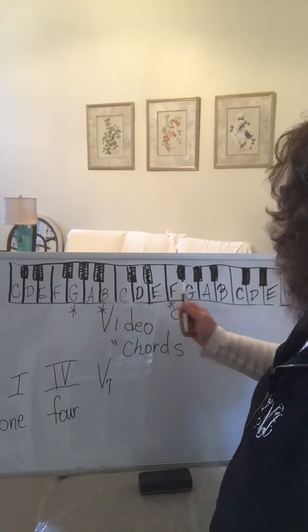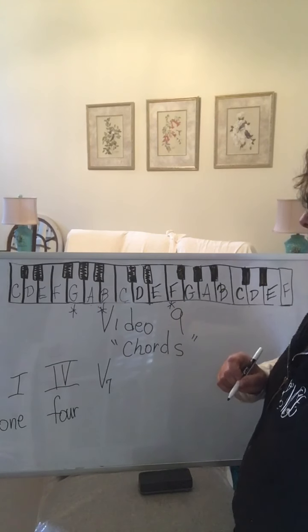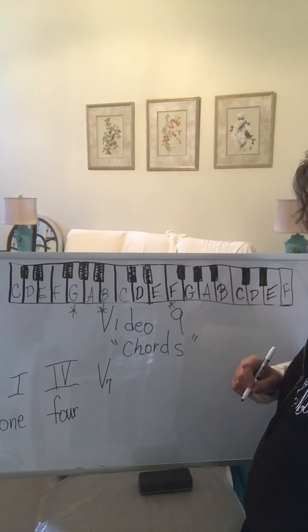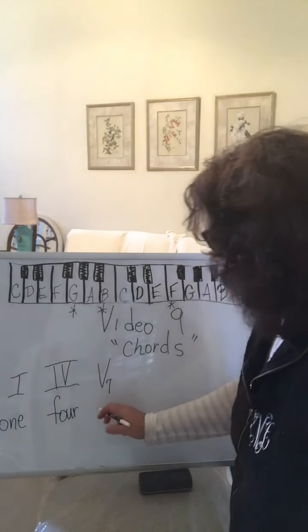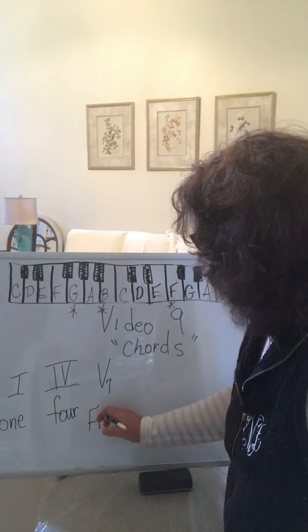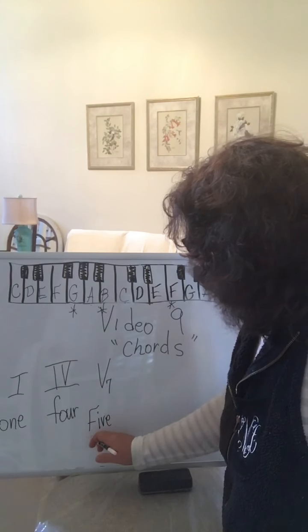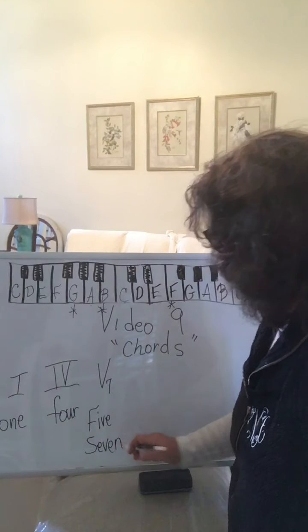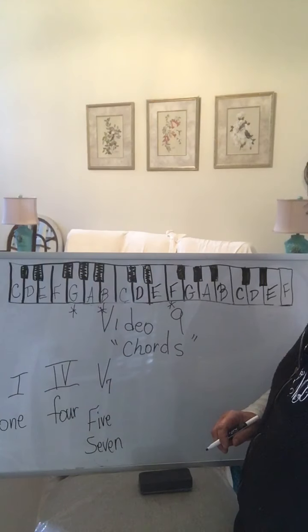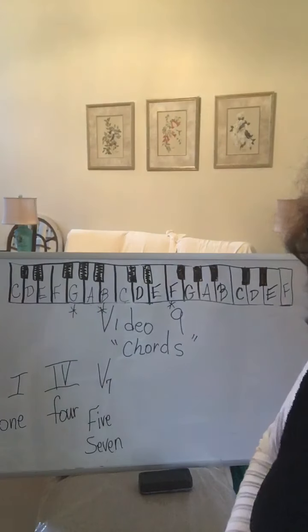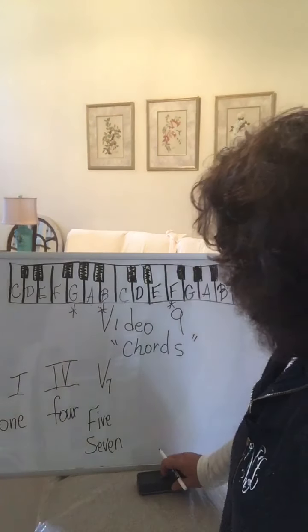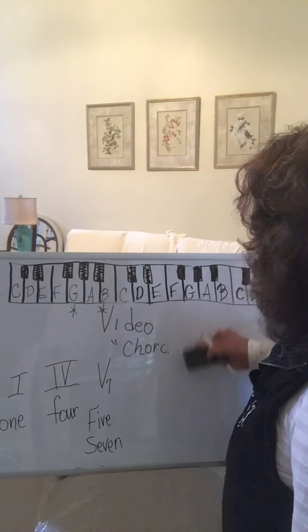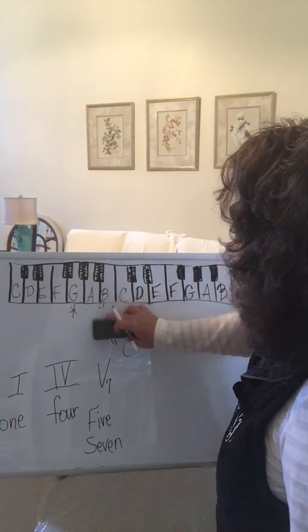G, B, and F when we play our 5-7 chord. G, B, and F. Okay? And that's called our 5-7 chord. Now those are the only 3 chords we're talking about today. Okay? I want to show you what those chords look like when you see them on a staff. So this will start to make sense to you.